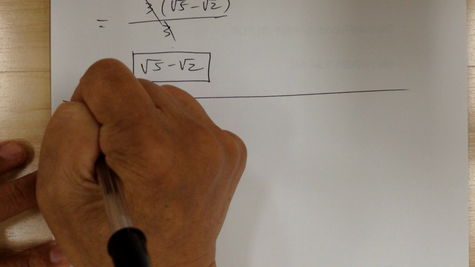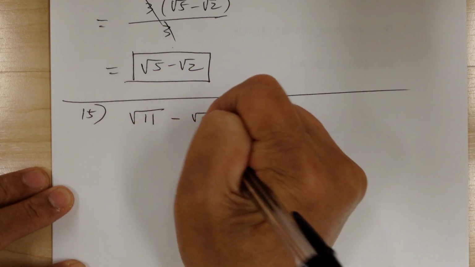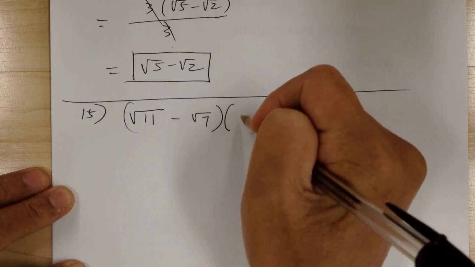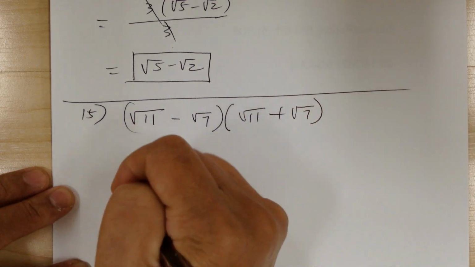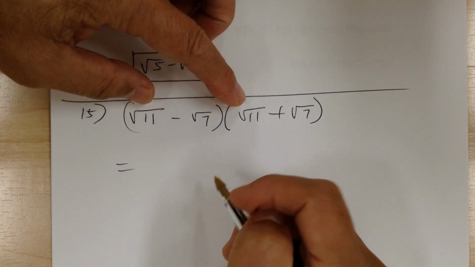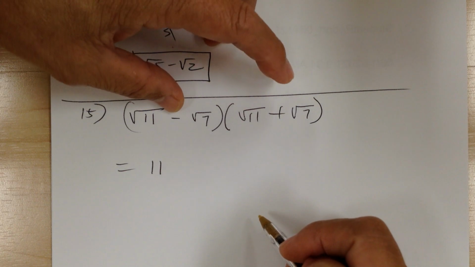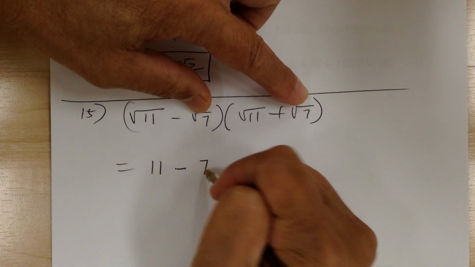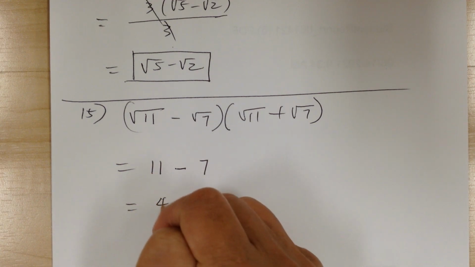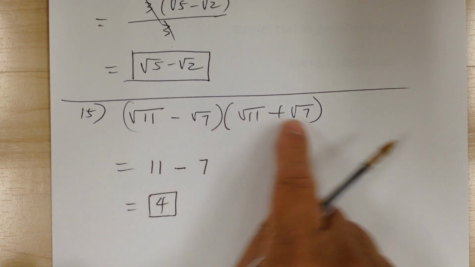Okay. Let's go to number 15. You have square root of 11 minus square root of 7 times square root of 11 plus square root of 7. Okay, so this is a conjugate. So when you multiply conjugates, you get 11, minus times plus gives you minus, square root of 7 times square root of 7 gives you 7. And so this will equal 4. So make sure you know how to multiply conjugates.